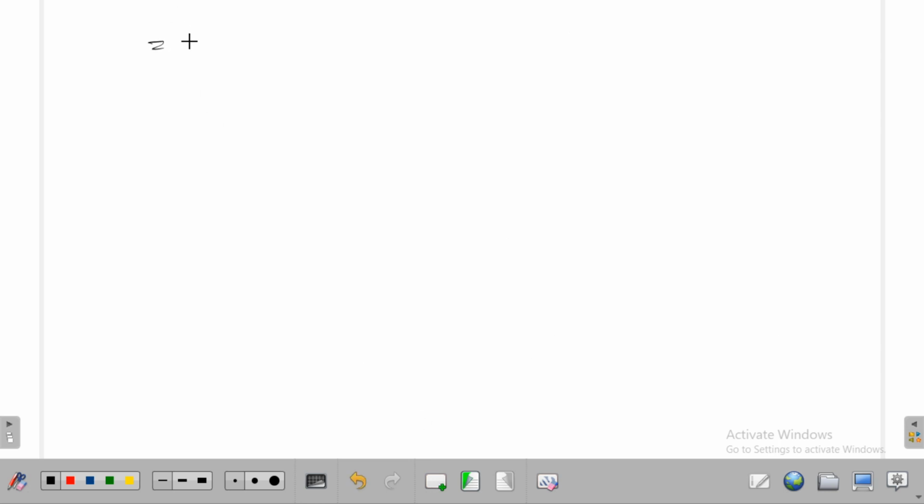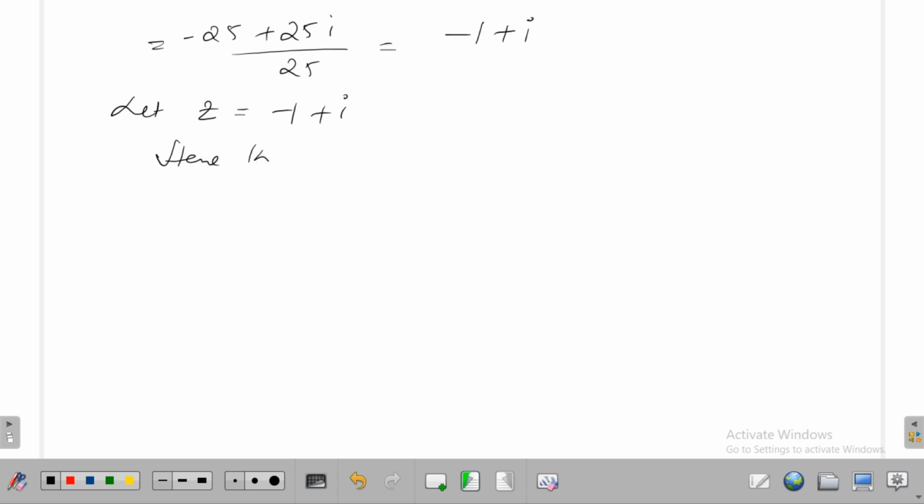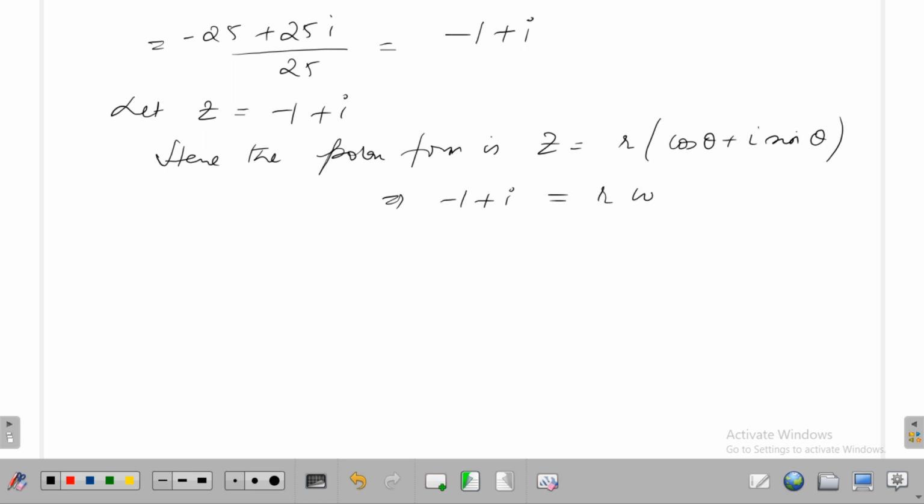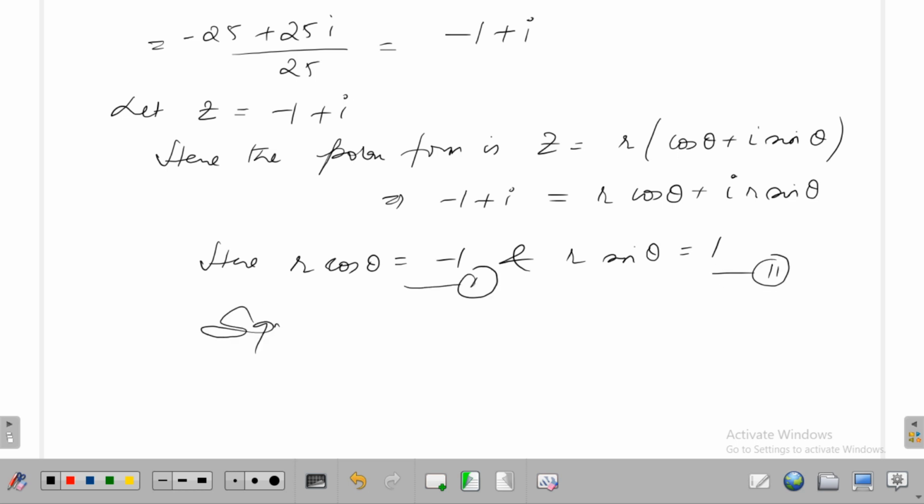So I got the answer minus 25 plus 25i divided by 25, which is nothing more than minus 1 plus i. So same thing, let z is equal to minus 1 plus i. So here the polar form is nothing more than z is equal to your r, and then this will be your cos theta plus i sine theta. So your z is nothing more than minus 1 plus i, which would be your r cos theta plus i r sine theta. Okay, so here I'll be getting your r cos theta to be minus 1 and r sine theta to be 1. So same thing, give it equation number 1, equation number 2, squaring and adding equation 1 and 2.